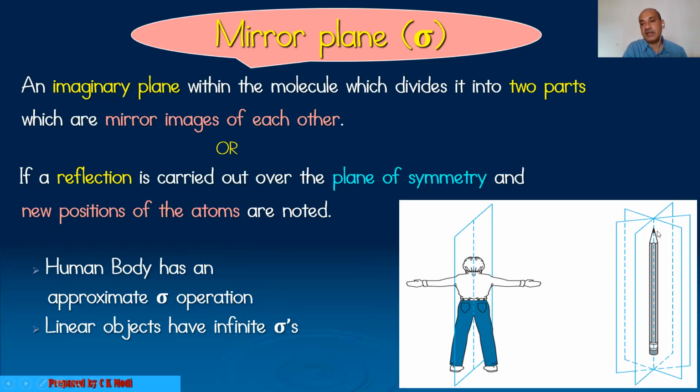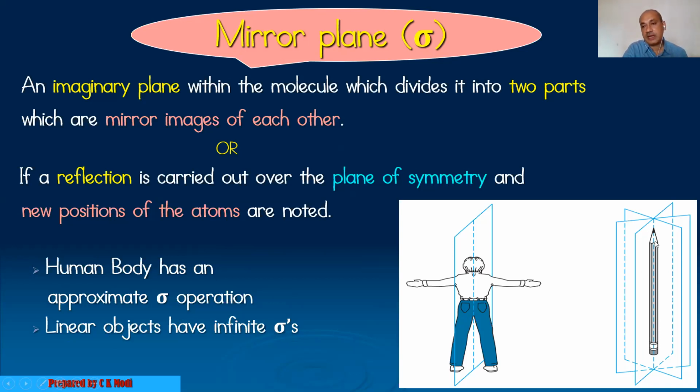Same way, this pencil, if you put a mirror plane like that, it divides into two parts, this part and this part, both parts are mirror images of each other. Therefore, this object has a mirror plane. So the human body has an approximate sigma operation. Linear objects have infinite sigma.